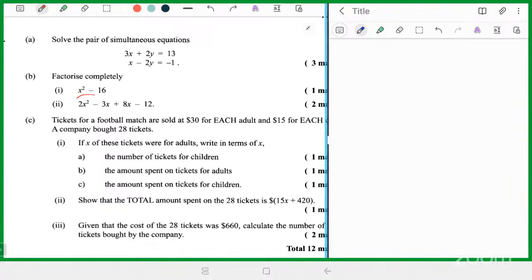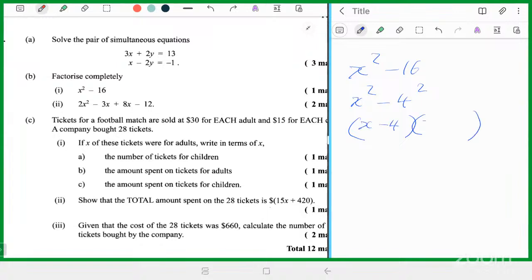So let's break up this quadratic first. That's the difference of two squares, you know. So it's x squared minus 16, same as x squared minus 4 squared. So it becomes the difference of the numbers times the sum of the numbers: x minus 4, x plus 4. That's how you factorize the difference of two squares.